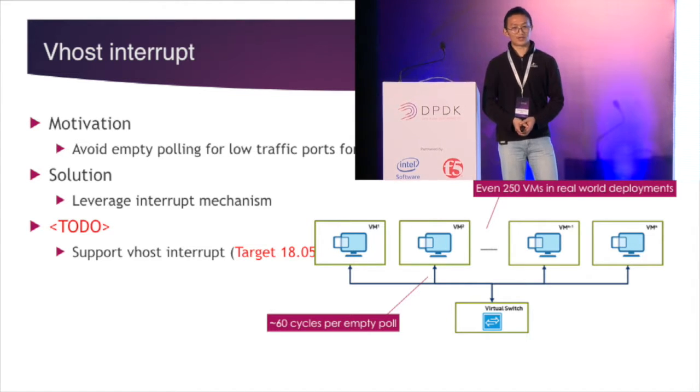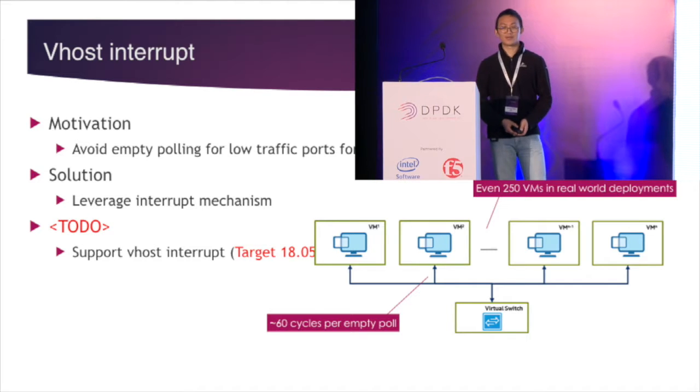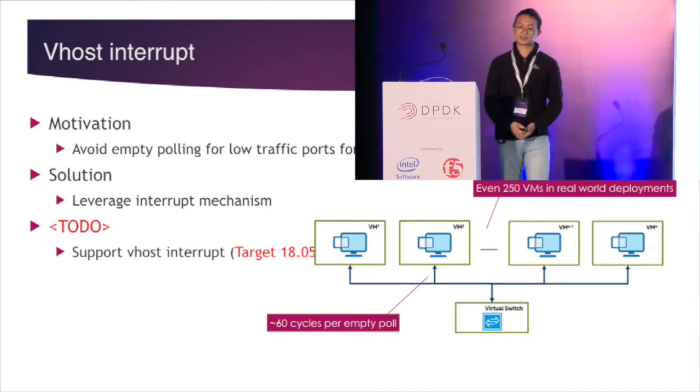So if only 10% of the VMs are active in network and 90% of them are idle, the empty polling of DPDK will cause a lot of cycles to be simply wasted on polling. If we have interrupt mode supported, we have a better mechanism to be both power efficient and to improve performance. So the plan is that we will support Vhost interrupt in 18.05 also.